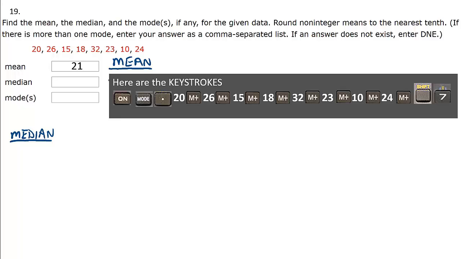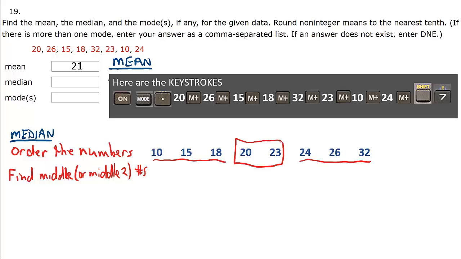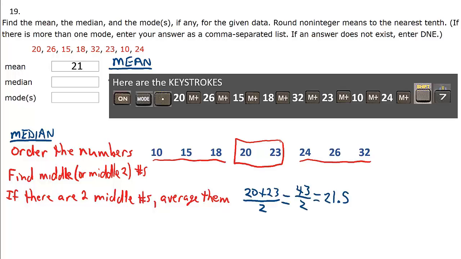Moving on to the median, you have to put the numbers in order to get the median. Well, if you order the numbers, you get 10, 15, 18, 20, 23, 24, 26, and 32. The median is the middle number of the group, and if there is no single middle number, you take the two that are in the middle and average them. Well, the two in the middle in this case are 20 and 23, and if you add them up and divide by 2, you end up with 21.5.